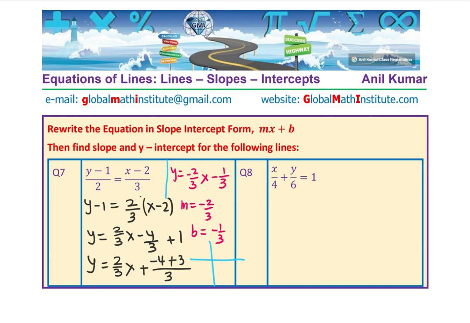Can you sketch this line? Positive slope means going upwards, and the y-intercept is negative. So the line will be kind of like this. Do you see that? That is how the line will be. Perfect. Last question for you. Isolate y to write it in the form y = mx + b, and then find what the slope and y-intercept are.